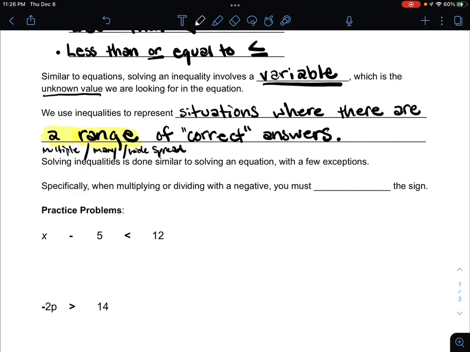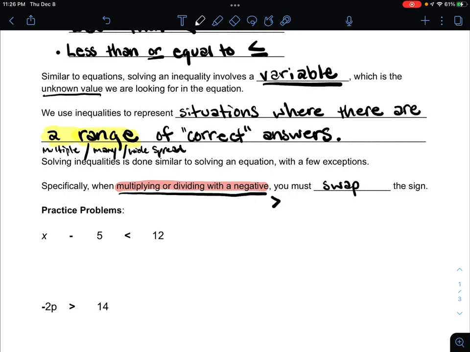So solving an inequality is done similar to solving an equation with a few exceptions. And really the biggest one that's going to apply in this video is that when you multiply or divide with a negative, underline that, you must swap the sign. And I'm going to show you an example of this in just a moment.